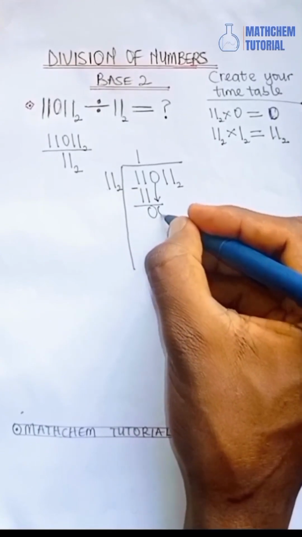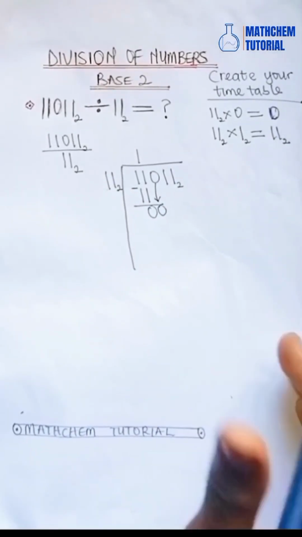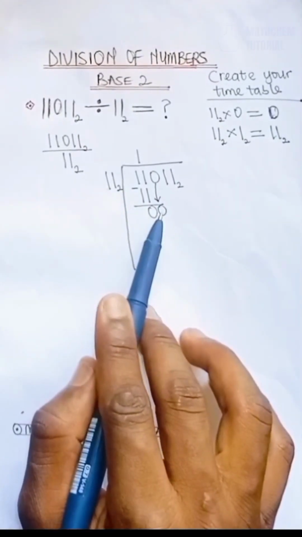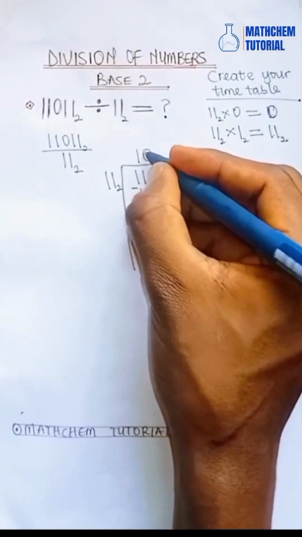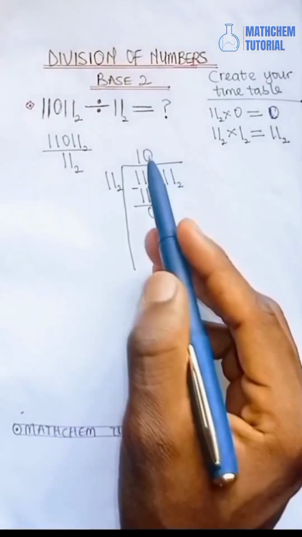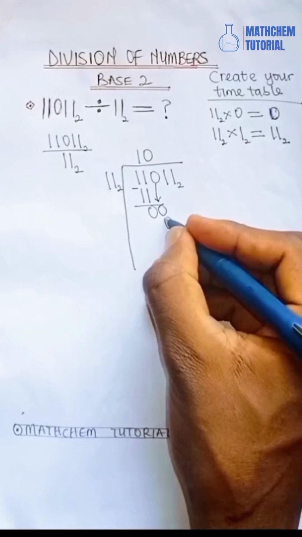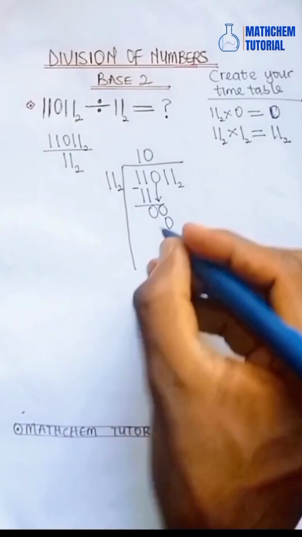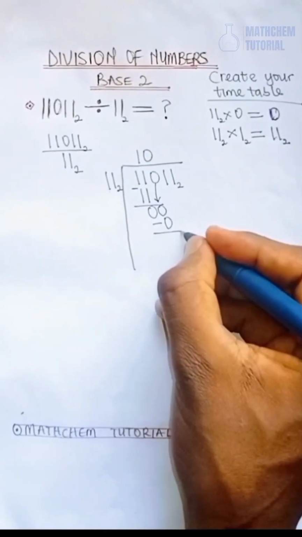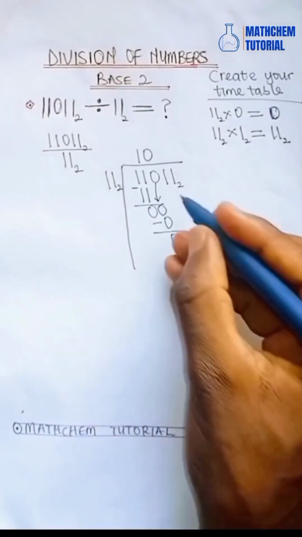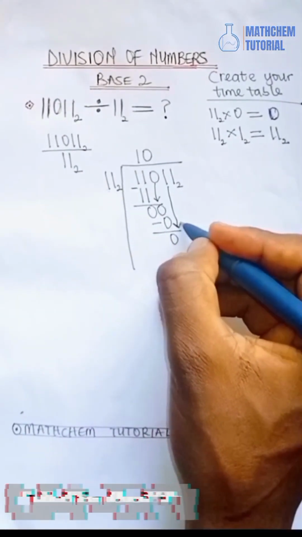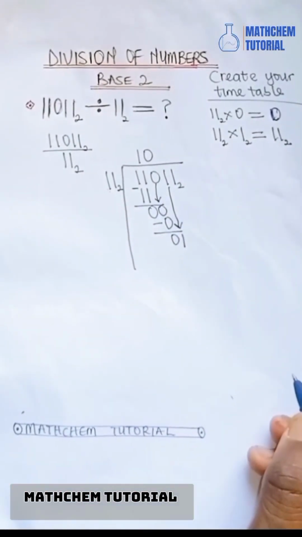Then bring down the next digit, which is 0. How many 1 can you see in the 0? That's automatically 0, so write 0. The 0 you wrote up multiplied by the 1 still gives you 0. Then you subtract again, 0 minus 0 is 0. Bring down the next 1 again, that makes it 1.